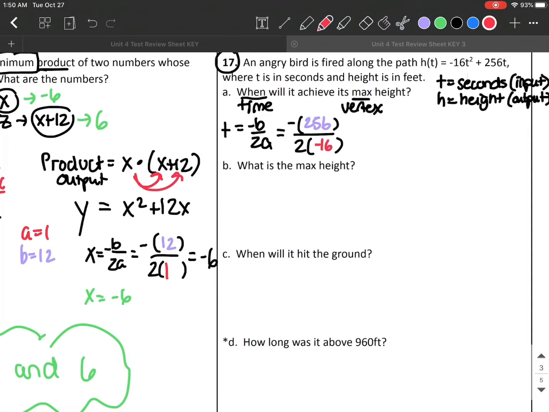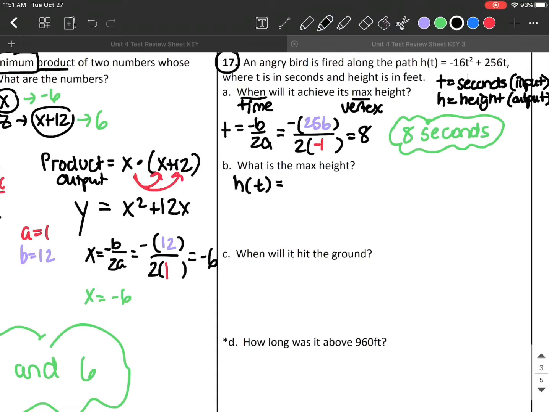I'm doing negative 256 divided by 32, and that's going to give me 8, because it's a negative divided by a negative. So 8 seconds pass by for it to reach its max height. Next part is, what is the max height? Well, if it reaches its height in 8 seconds, I'm just going to plug in 8 seconds for t and see what I get for the height.